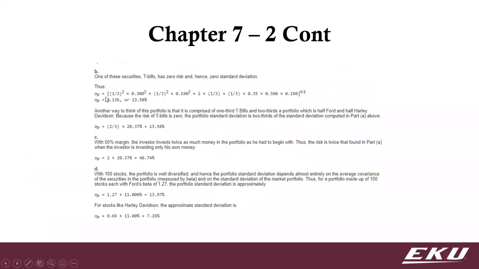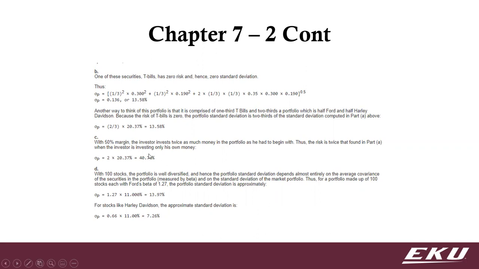And then in B, we introduce a third option, right? So 1/3 goes into Ford, 1/3 goes into Harley Davidson, and then 1/3 goes into T-bills, which has no term in here because there is no standard deviation, right? It's risk-free. We will get what it pays, no more, no less. There's no variance around that. But we'll use the same formula to calculate what it is there.